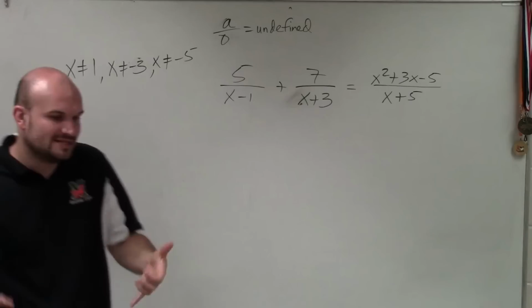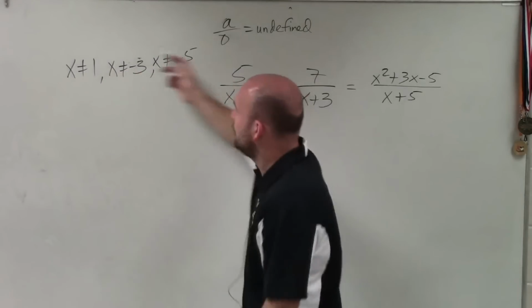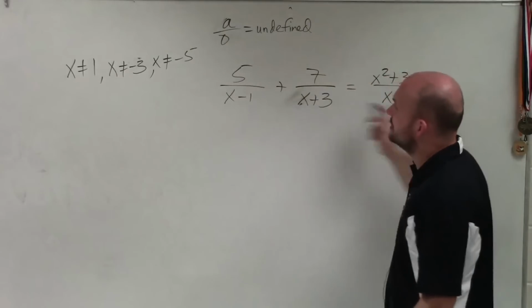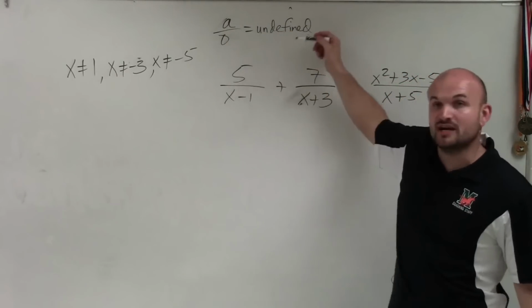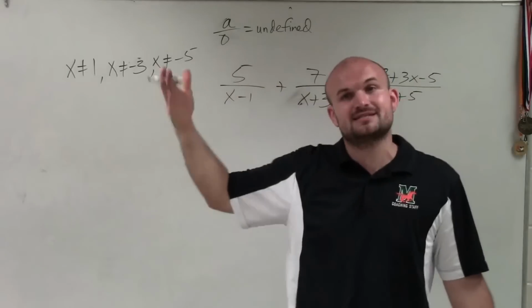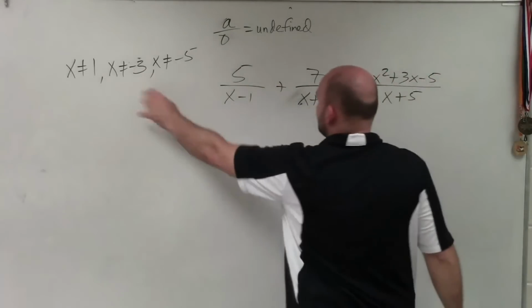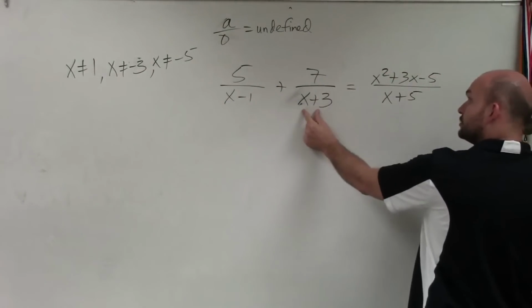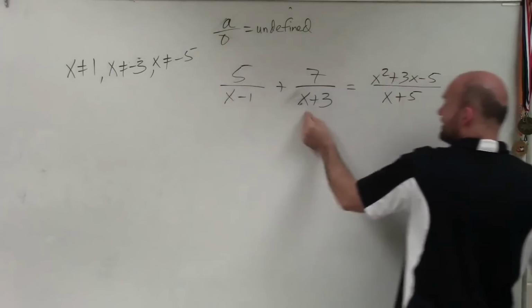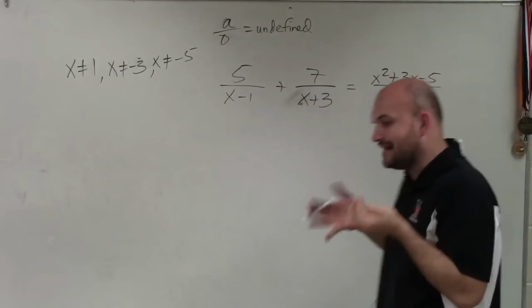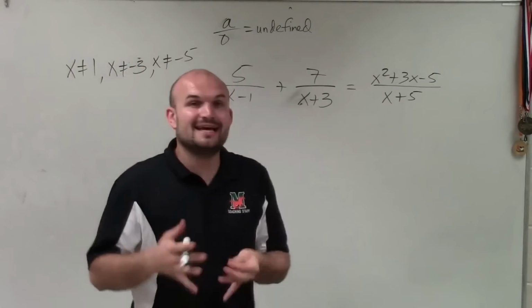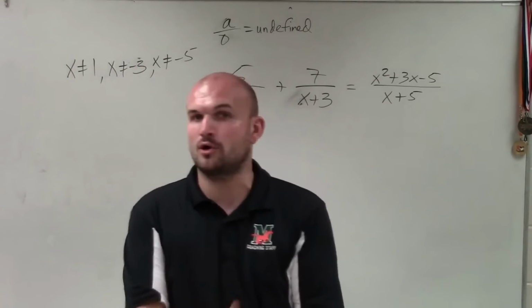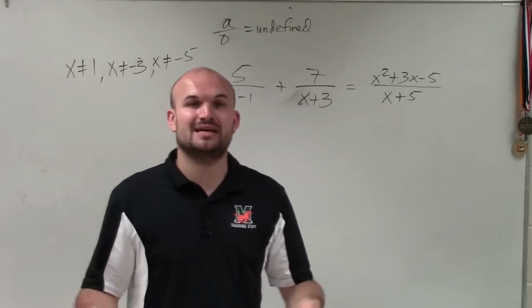Now, why am I choosing these values? If I plug 1 in for x, you can see that 1 minus 1 is going to be 0. Therefore, that is going to produce an undefined value, which we call an extraneous solution. If I plug negative 3 in for x, you can see here it's going to create 0. And if I plug negative 5 in for x, over here it creates 0. So any time we have a value that creates 0 in our solution, it is going to create an asymptote or a hole, and the solution is going to be extraneous.